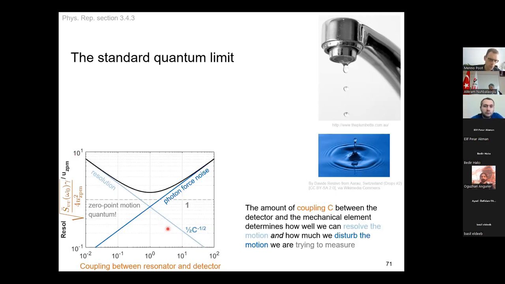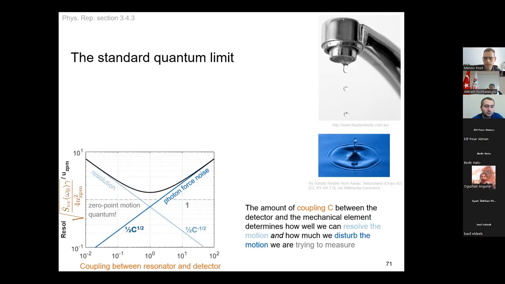Meaning if C is equal to 1, we actually have here minus 1/2 times the zero-point motion. Then we also see that there is this other line, the photon force noise, and that one is also 1/2 and the square root with C, but in this case, it's really the square root, not 1/√. So this one is increasing with the amount of coupling between the resonator and the detector. And also here, when we go to the coupling where we are at the standard quantum limit, there we also have 1/2.